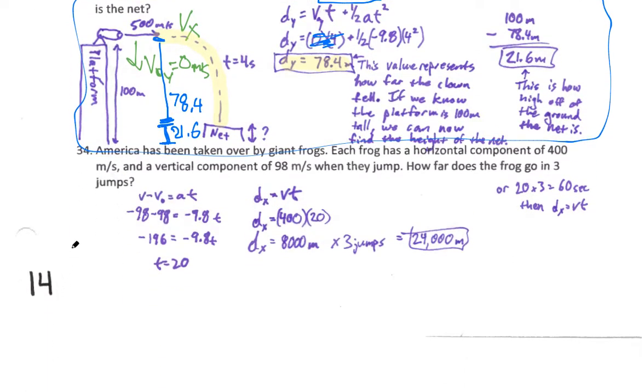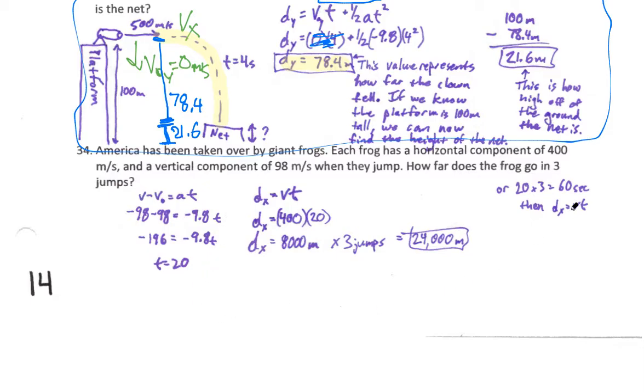All right, so last one, weird one. America's been taken over by giant frogs. This is definitely a Miss Mardoian problem. Each frog has a horizontal component of 400 meters per second and a vertical component of 98 meters per second when they jump. How far does it go in 3 jumps?